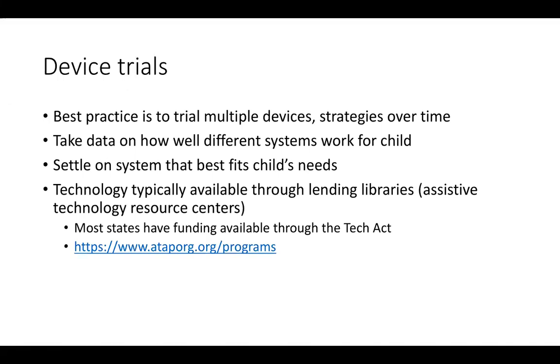Now, you're probably thinking a lot of these devices are expensive. How do we go about getting several things to trial over time? I know in Pennsylvania we have lending libraries in every county, and I'm pretty sure throughout the United States there are assistive technology resource centers. Most states do have some type of funding available for lending libraries through the Tech Act. So I've included a website here, at least in the United States, that should outline where the lending libraries are and how they're funded in each state.